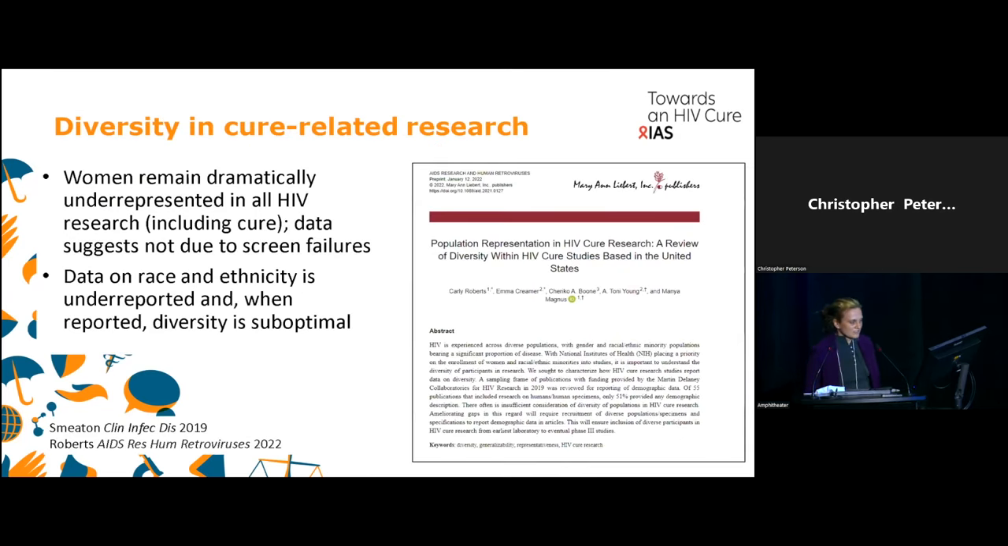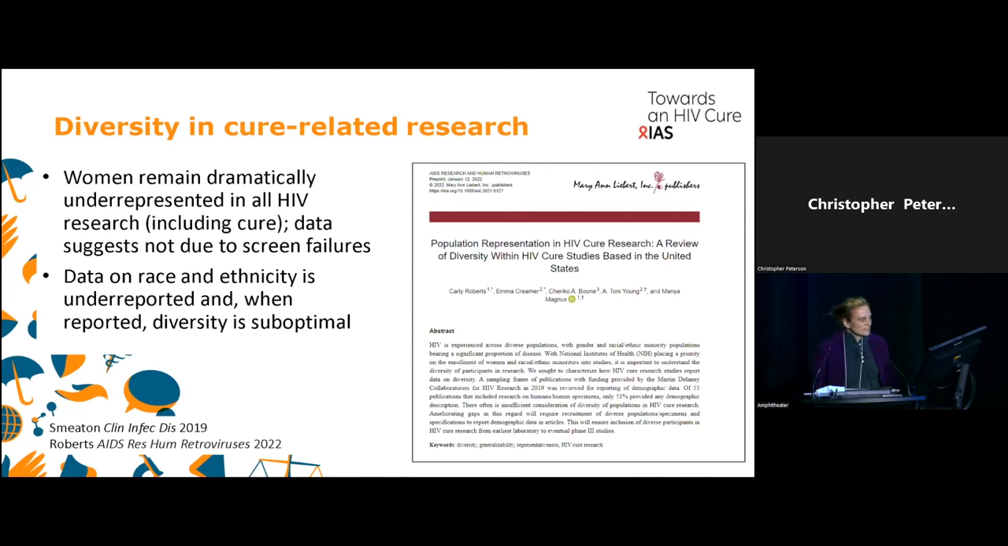We've also heard today that women remain dramatically underrepresented really in every field of HIV research. So not just cure, but the paper by Kerno that was cited earlier does a nice breakdown of women's underrepresentation. Data from a project led by Laura Smeaton shows that this is not due to screen failures, right? It's not that women are screening out of studies more often than men, but perhaps that women are not asked to participate as often as men.